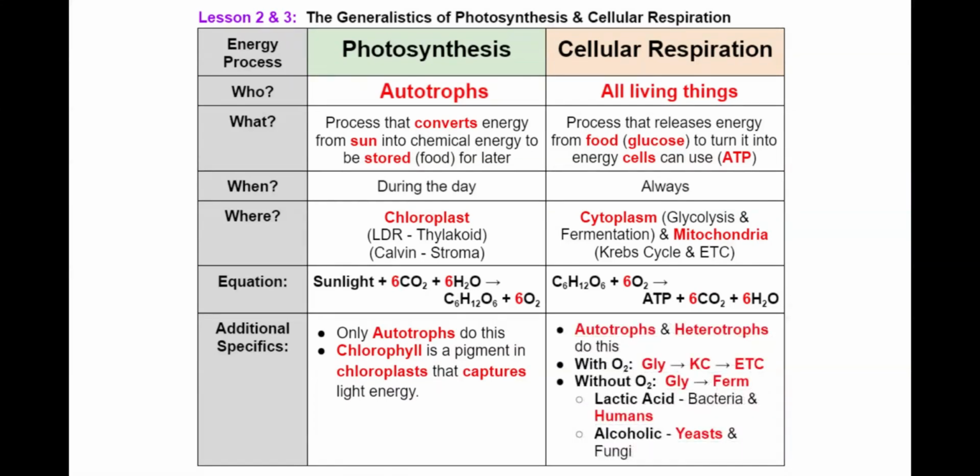We know autotrophs and heterotrophs do cell respiration. We know that with O2, with oxygen, we go glycolysis, Krebs cycle, etc. But without oxygen, we go to glycolysis, and then we go to a fermentation. Depending on what the organism is, that depends on what type of fermentation. If it's bacteria or human, lactic acid. If it's yeast or fungi, it's alcoholic. And again, these are very small amounts of energy. So in other words, they take a glucose molecule and they don't get a lot out of it. So it's not exactly what humans like to do. We only do it during, again, emergencies.